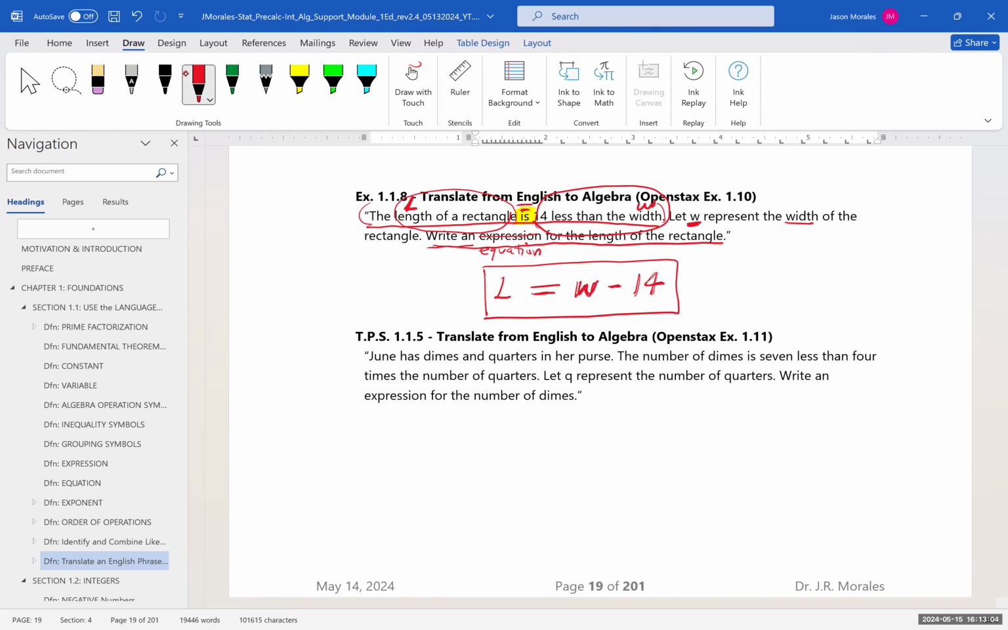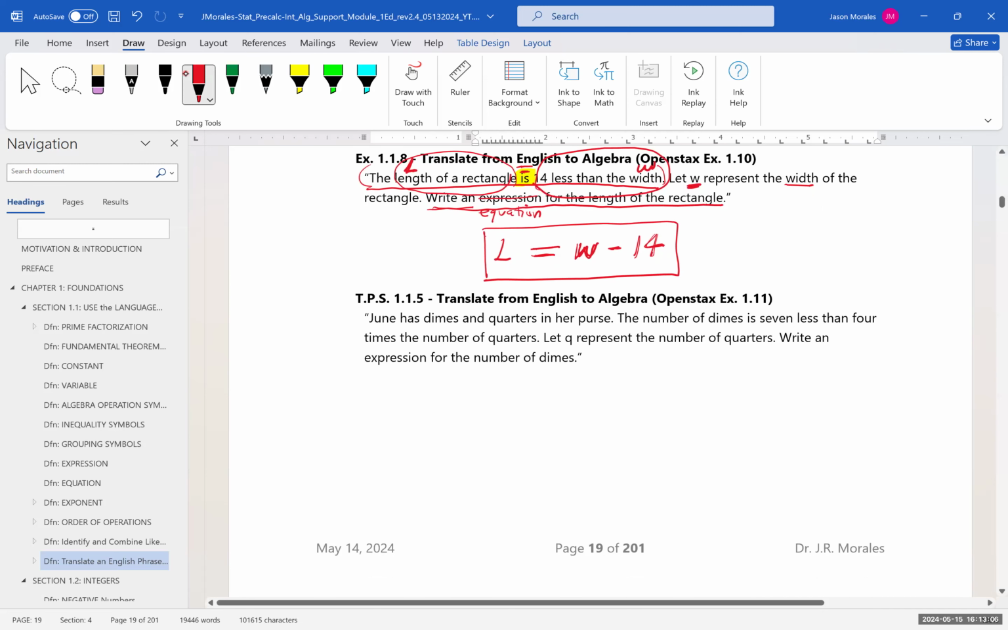All right. For this next one, try this one on your own. Pause it here, and I'll go ahead and write down the answer. So pause. Okay, you've tried it. Now let's check your answer. It should be D is equal to 4Q minus 7.